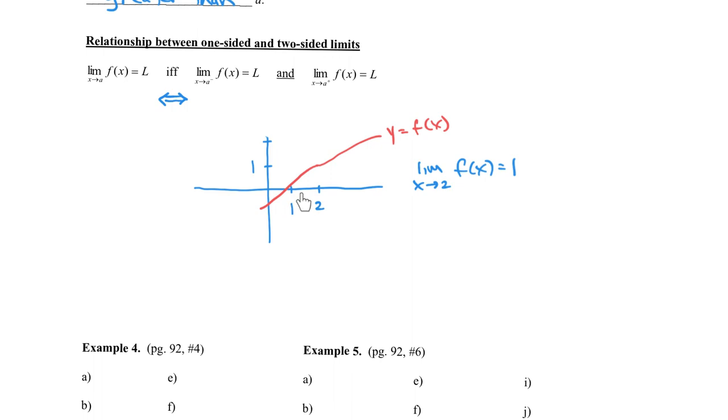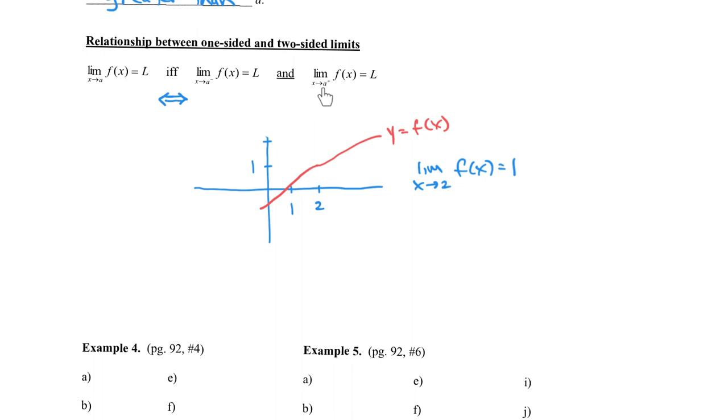So it appears that as x approaches 2 from the left, this function is approaching 1. Also, as x approaches 2 from the right, so x is coming along the x-axis here, approaching 2, the function is also approaching 1. So this holds: as x approaches 2 from the left, the function is approaching 1.